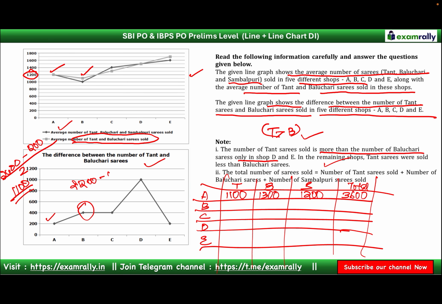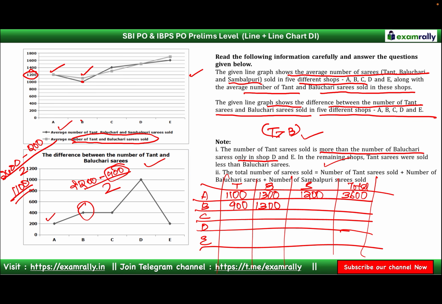Okay, so 2200 minus 400 will be equal to what? 1800. 1800 divided by 2 will be the tan salary, so that is equal to 900. Okay, the difference is 400, so the value will be equal to 900 plus 400, which is equal to what, 1300.